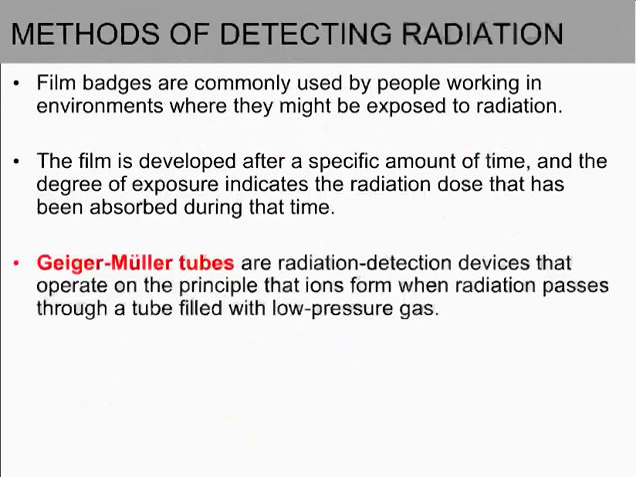Another way to detect radiation is using what are called Geiger-Müller tubes. So these are devices that operate on the principle that ions form when radiation passes through a tube filled with a low-pressure gas. So there's actually a figure on the next slide showing how Geiger-Müller tubes work.